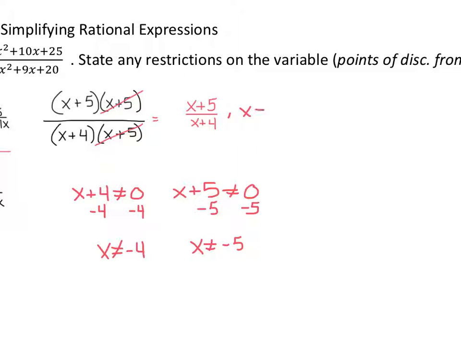So there's our total answer. X plus 5 divided by x plus 4, where x cannot be negative 4 or negative 5.